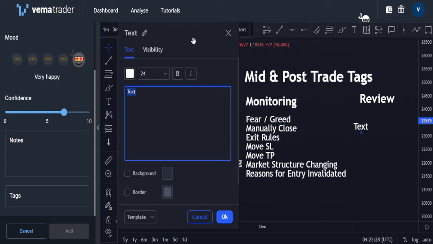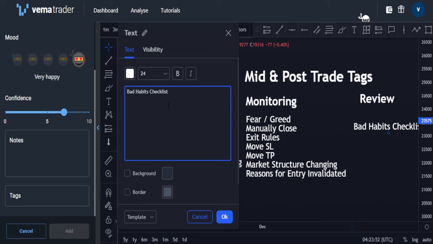So, things that I like to tag after a trade, number one is anything on the bad habits checklist. I will link this in the description. But the bad habits checklist is things like, moved my stop loss too early, did not move my stop loss when I should have. For me, that manual exit thing, if I ignore that, that is a great review tag to put in.